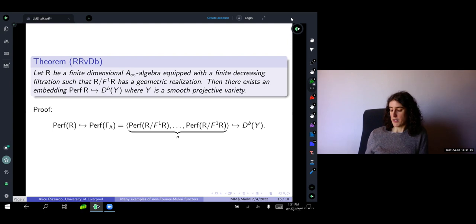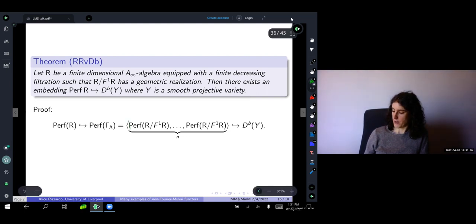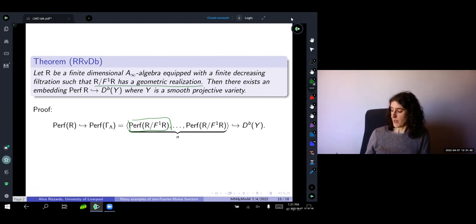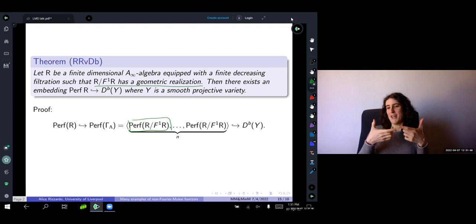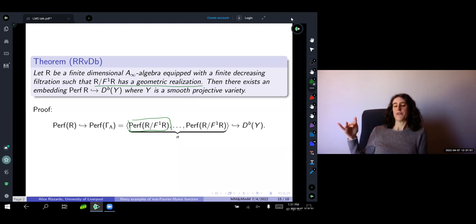You put perf R into perf of this big Auslander infinity category of R that I defined in the previous slide. And this happens to have a beautiful semi-orthogonal decomposition into pieces that all look the same. They all look like the smallest quotient, perf R divided by F1 of R. And because we assume that R over F1 of R has a geometric realization, and we have n of these, this geometric realization result glues together.